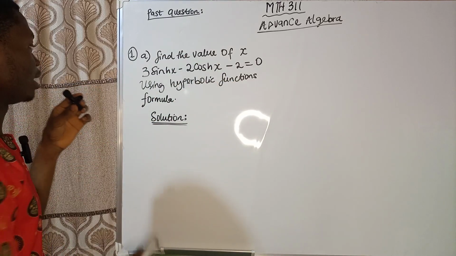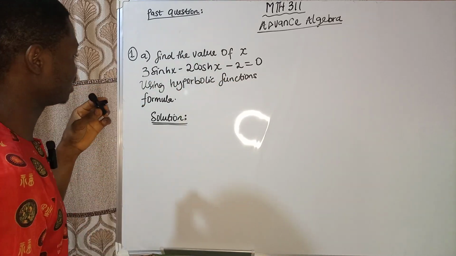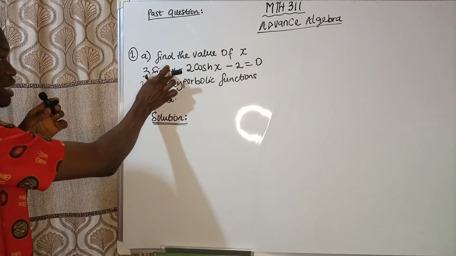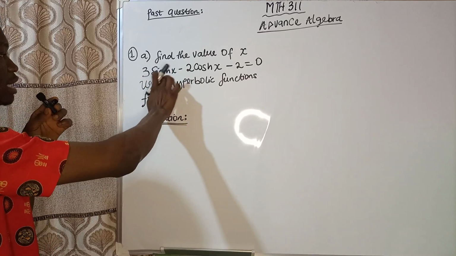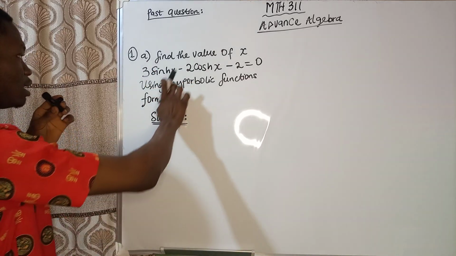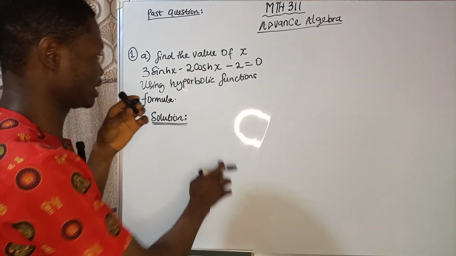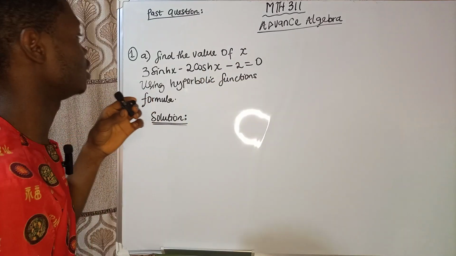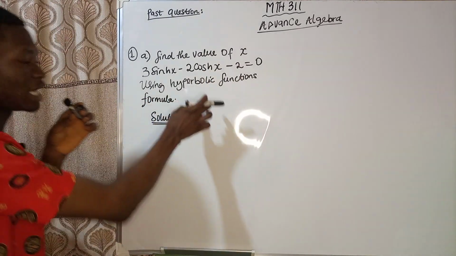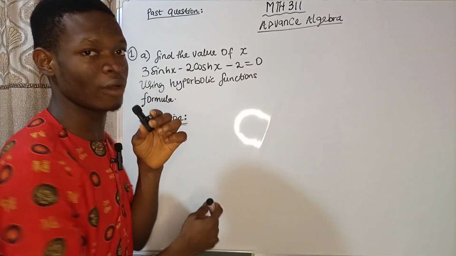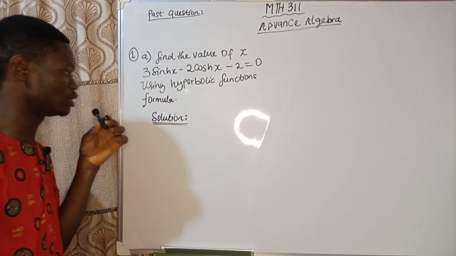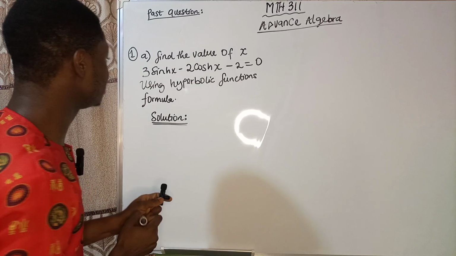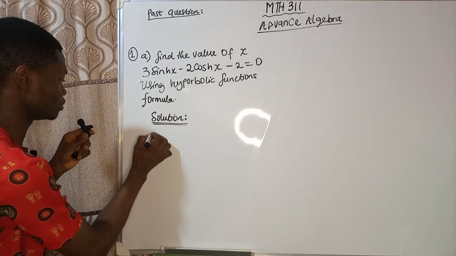Find the value of x: 3 sinh x minus 2 cosh x minus 2 is equal to 0, using the hyperbolic functions formula. This is pronounced sinh, not sine. It is the hyperbolic sine function. So we are going to solve this. We write our solution, and in writing this, we rewrite the question.